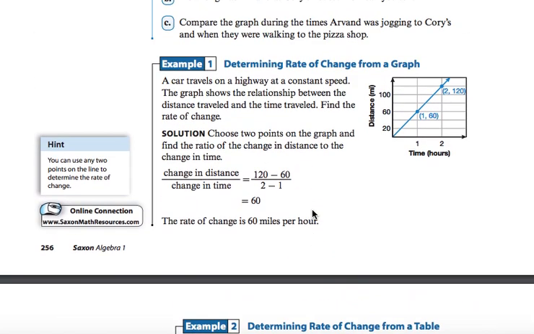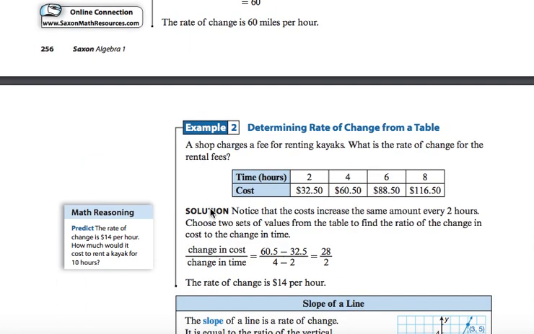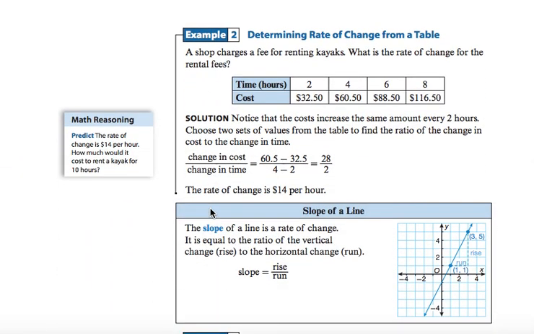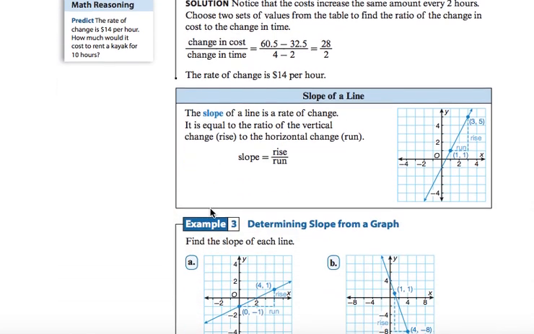In both example 1 and example 2, our initial skill is to pick a point, pick another point, and then set up this subtraction problem with the change in one of the two variables. Okay, so pick 2 points and set up this ratio in which you're subtracting the difference between those two sets of points. How do you find the slope of a line?